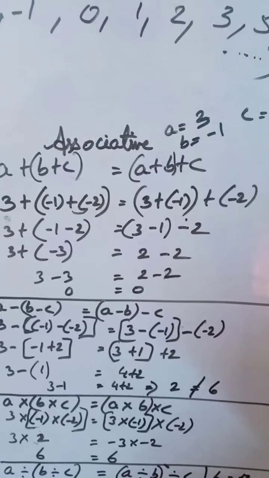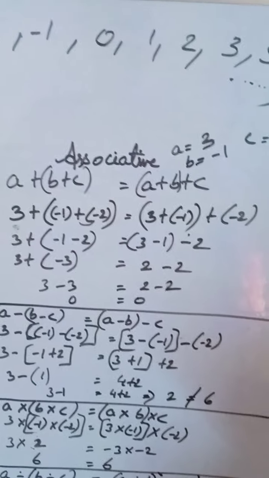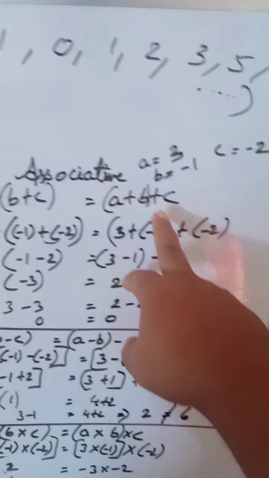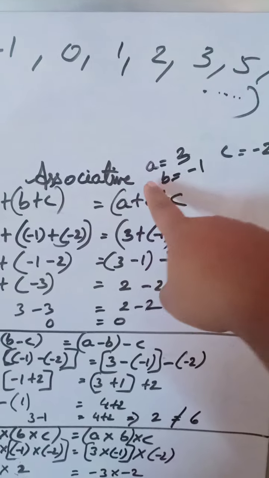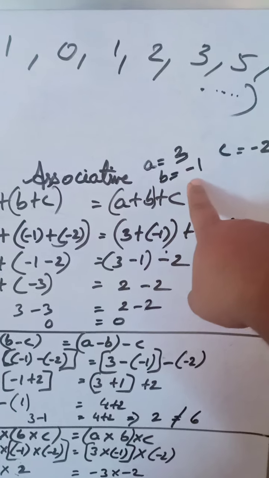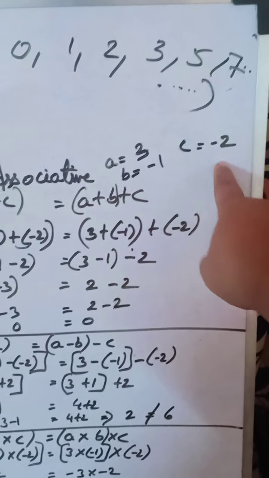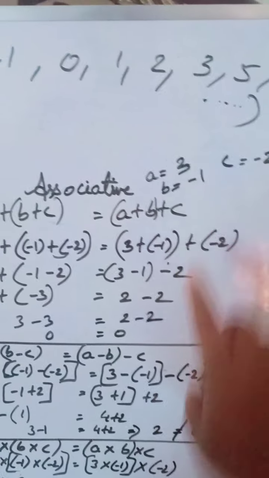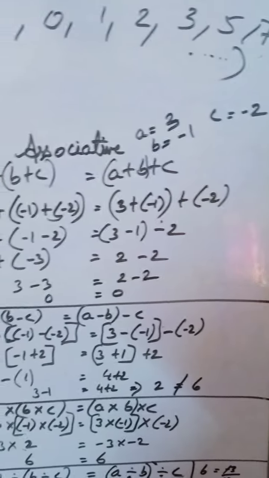In the associative, we have three numbers. That is, we are going to take three integers A, B and C. Here I have assumed the value of A is equal to 3, B is equal to minus 1, C is equal to minus 2. You can take any integer in the place of A, B and C. It's your wish. You can take any three integers.